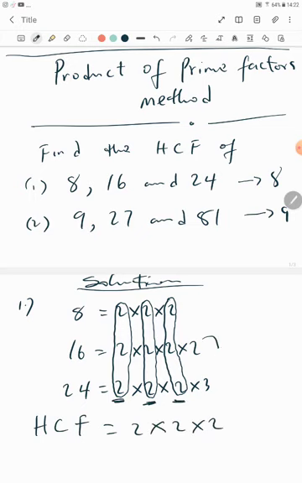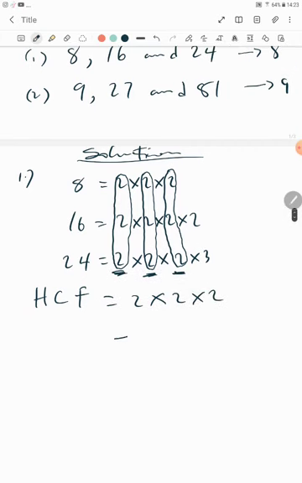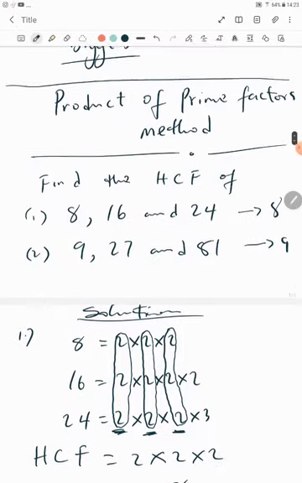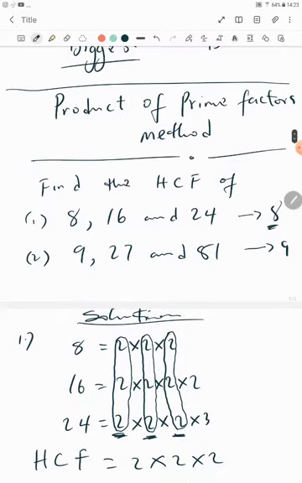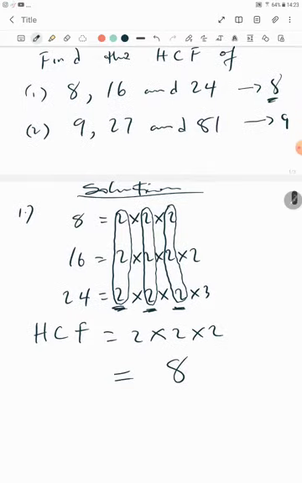Nothing concerns us with the ones which are not common. Even if a number is common to just 2 of them and not all 3, let's say we have a number that is common to 16 and 24, inasmuch as it's not common to 8, you are not going to pick it. So you are only concerned with the number that is common to the 3 of them, and then you multiply. So this will give us 8. You can see we got exactly 8, which we got when we used the tabular method.